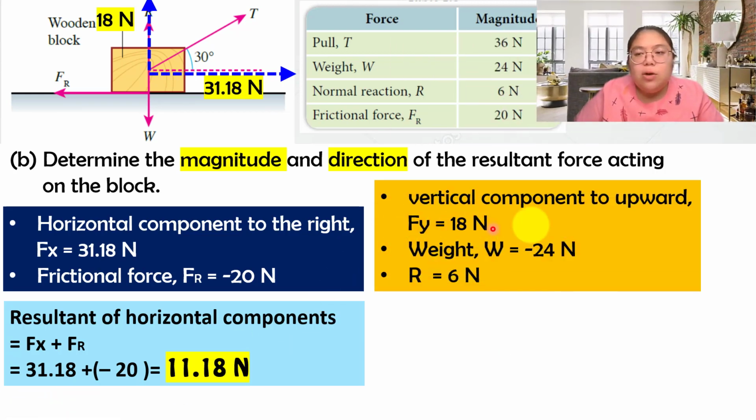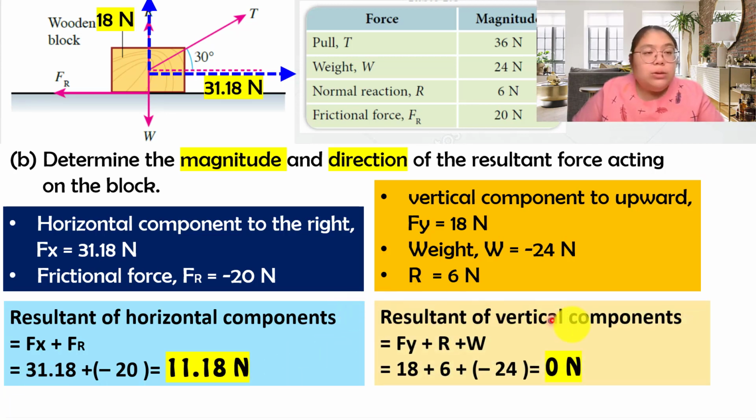The vertical component going up is Fy, 18 Newton. Just now we found that Fy is 18 Newton. You also have the weight, which goes down. That's negative 24, so we take up as positive and down as the negative direction. After that you still have the normal reaction, which goes up, so you put positive. After that we need to add and subtract for the vertical component.